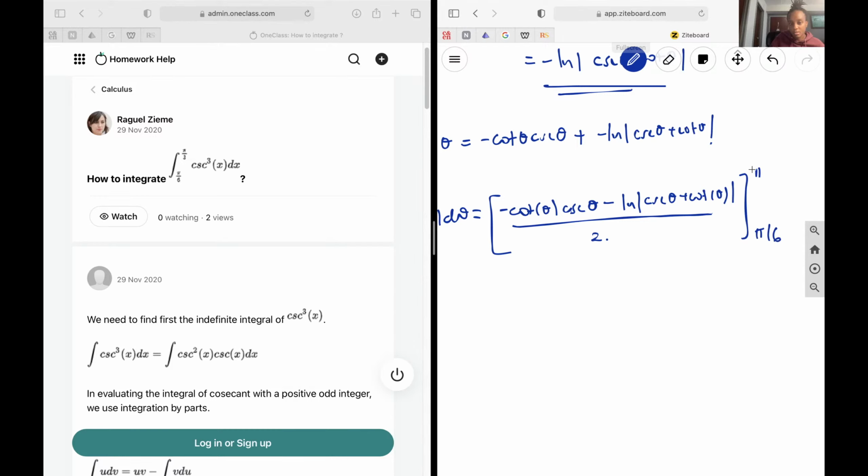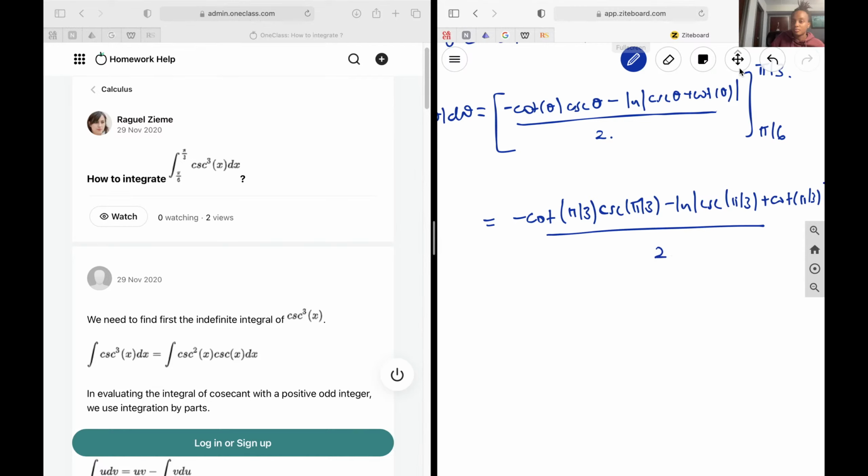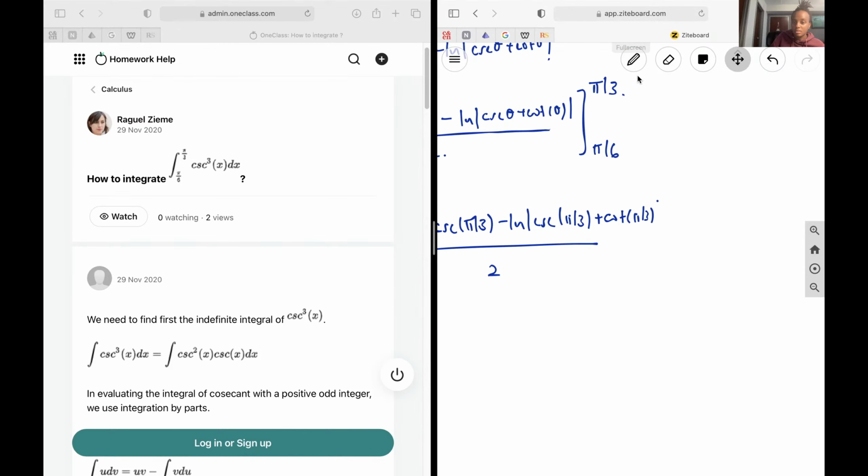From pi over 6 to pi over 3. Okay, and so now we need to go about finding that. So we have negative cotangent pi over 3 cosecant pi over 3 minus ln the magnitude of cosecant pi over 3 plus cotangent pi over 3, all over 2, minus the same thing but with pi over 6.